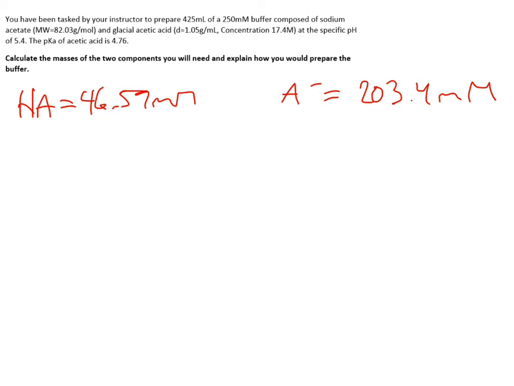So how do we get the masses? Well, a bunch of information is given up here. I'm going to start with the easy one, sodium acetate, which is given in molecular weight. Which one is sodium acetate? Well, it says sodium, which means that there's a negative on the acetate, which means that's this one. This is our sodium acetate.